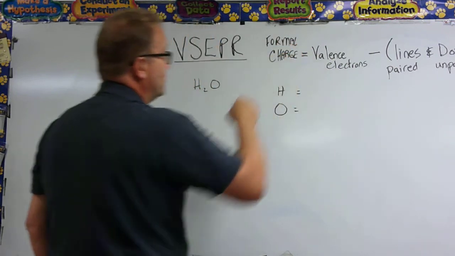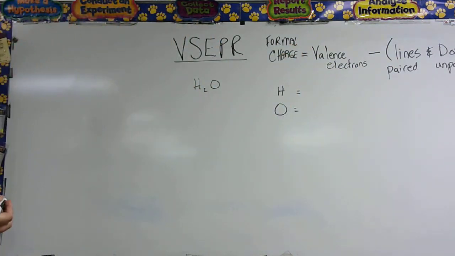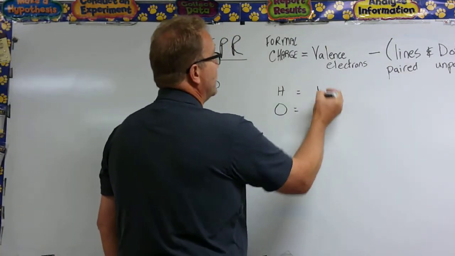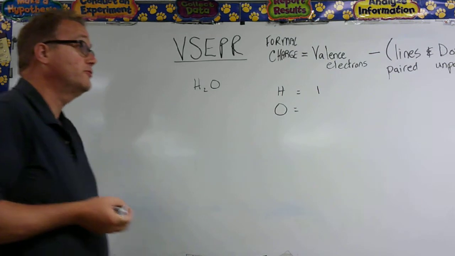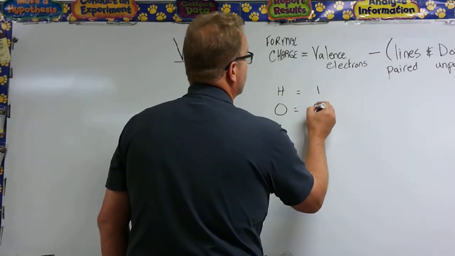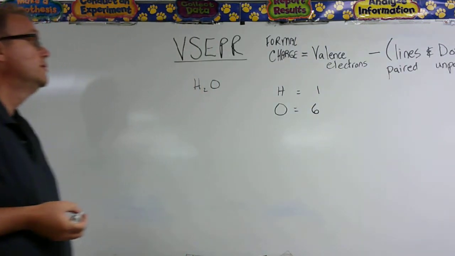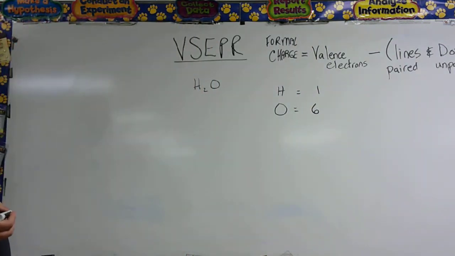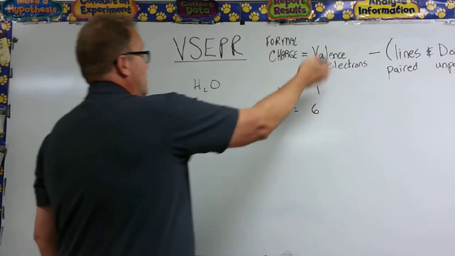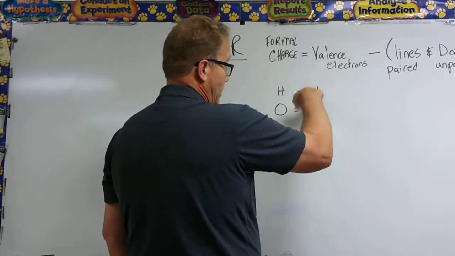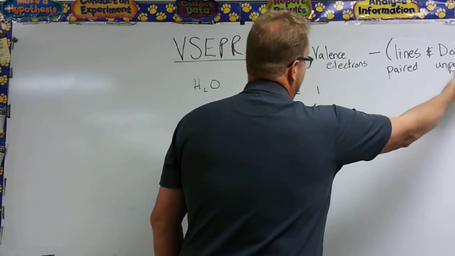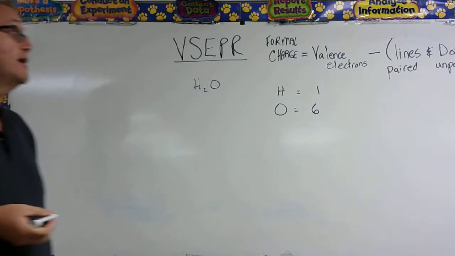Just don't worry about this part because we're going to be solving it. First of all, hydrogen has one valence electron. It's in the first group. Oxygen has 6 valence electrons. It's in group 16. Okay, so what we have to do is try to make this equal to 0. Valence electrons, this minus my lines and my dots, I have to try to get that equal to 0.